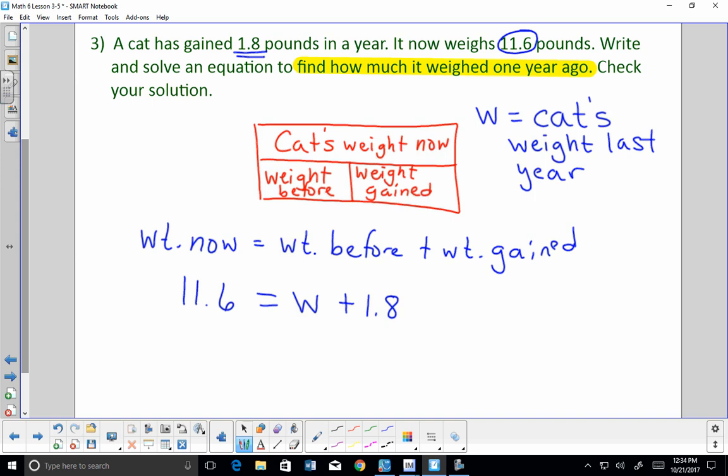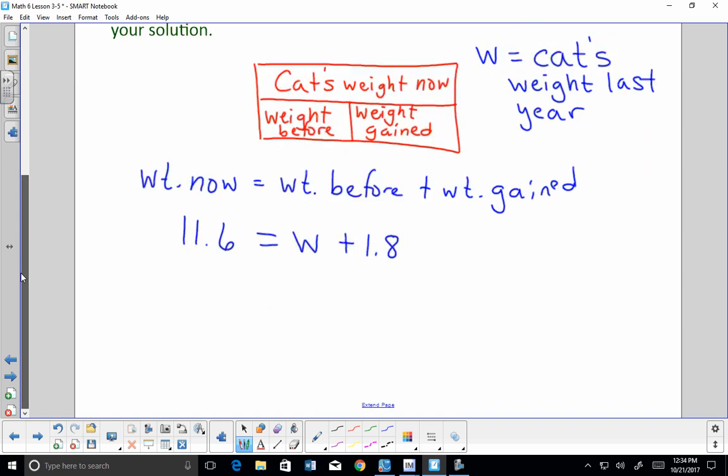I can take any word problem and write it into an equation if I think it through clearly. So here I have 11.6 equals W plus 1.8. To solve for this, I need to get W by itself. Notice the two equations we had before this, the variable was on the left-hand side, now the variable's on the right-hand side. It doesn't matter which side the variable is on. Okay? W still wants to be by itself.